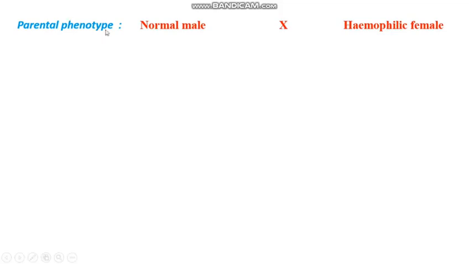So here we now need to come up with the parental phenotype. So under the parental phenotype, we are looking at a normal male crossed with the hemophilic female. So this will be the parental phenotype. Normal male crossed with the hemophilic female. So you need to put a cross here.